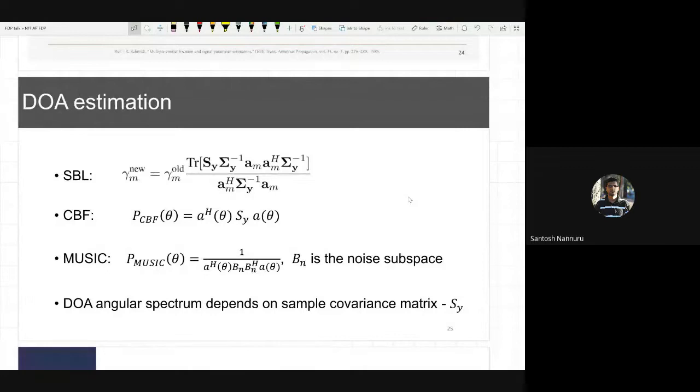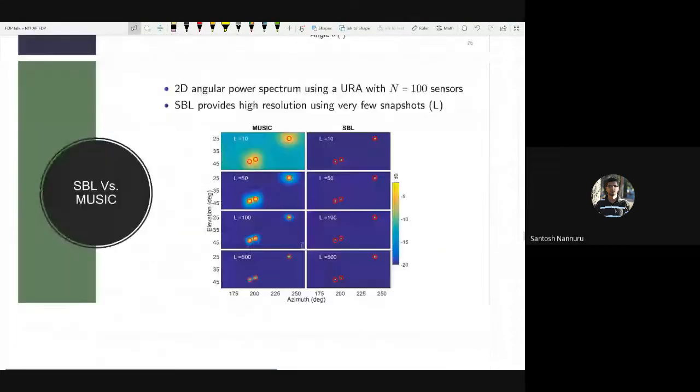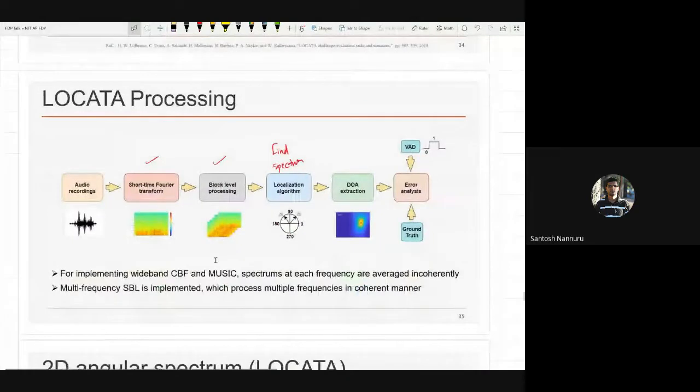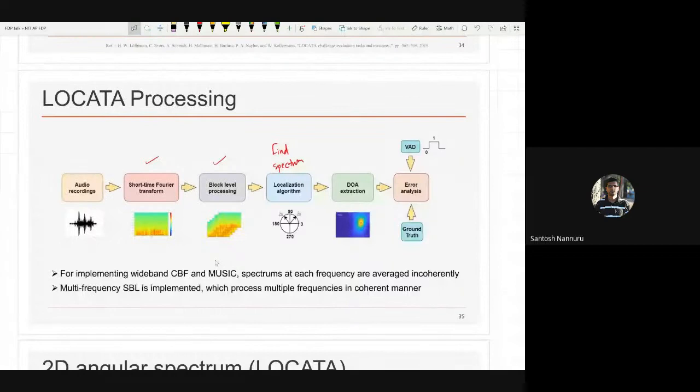The other is the challenge of tracking over time. Typically what we do is we take blocks and process within a block. We assume the angle is constant and estimate, and then move on to the next block and so on. But that may not be the case. Within a block also, if the source is moving, there will be some movement. So those you are not able to capture. So that is another challenge.